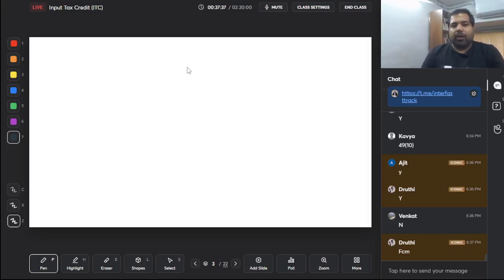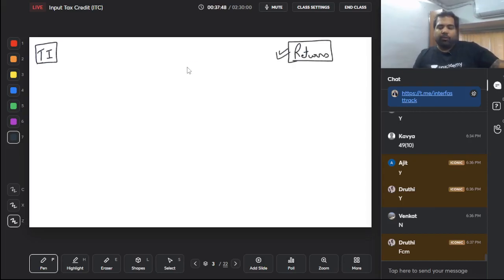So now guys, we are looking at two chapters. One is the tax invoice chapter and one is the returns chapter. We are to look at both chapters. First, I'm going to look at the returns chapter and then I'm going to look at the invoice chapter.